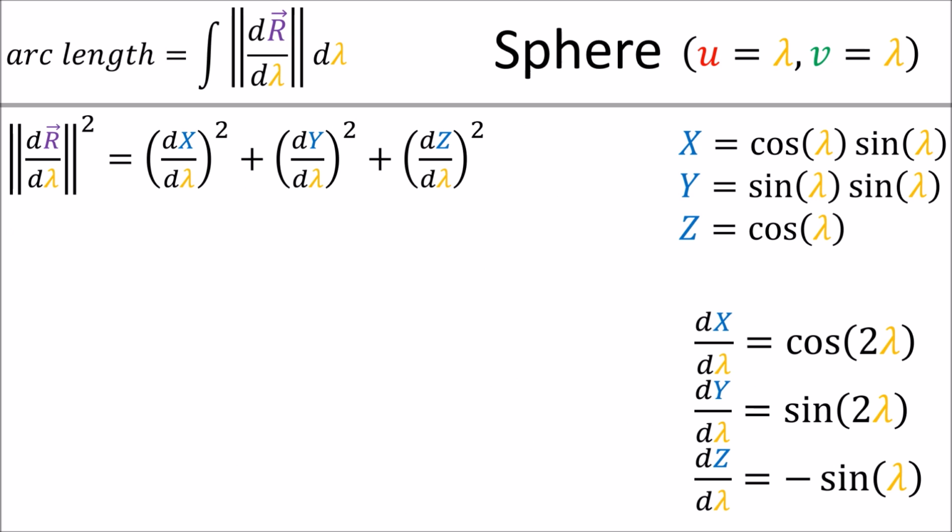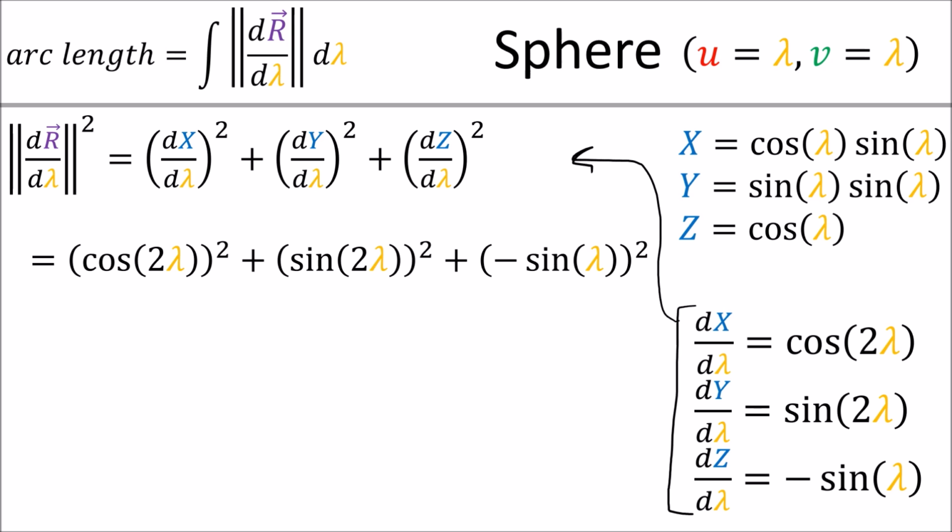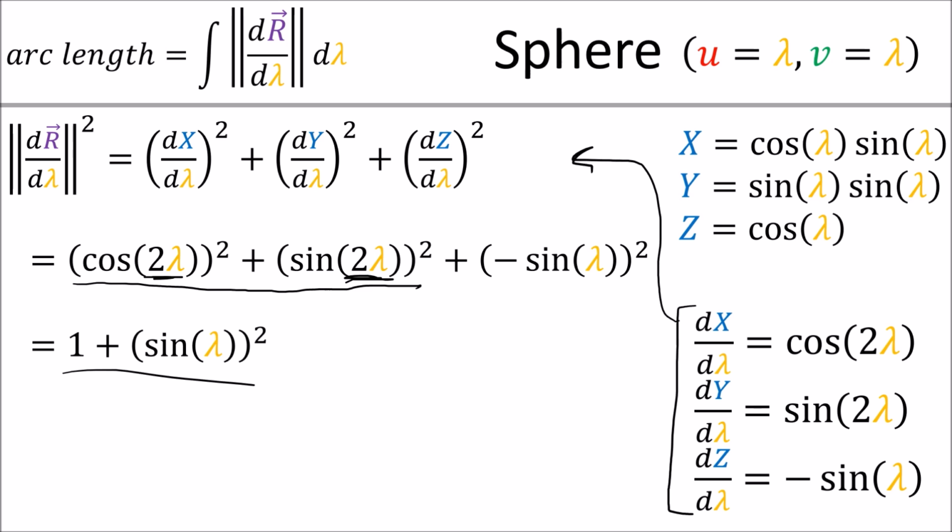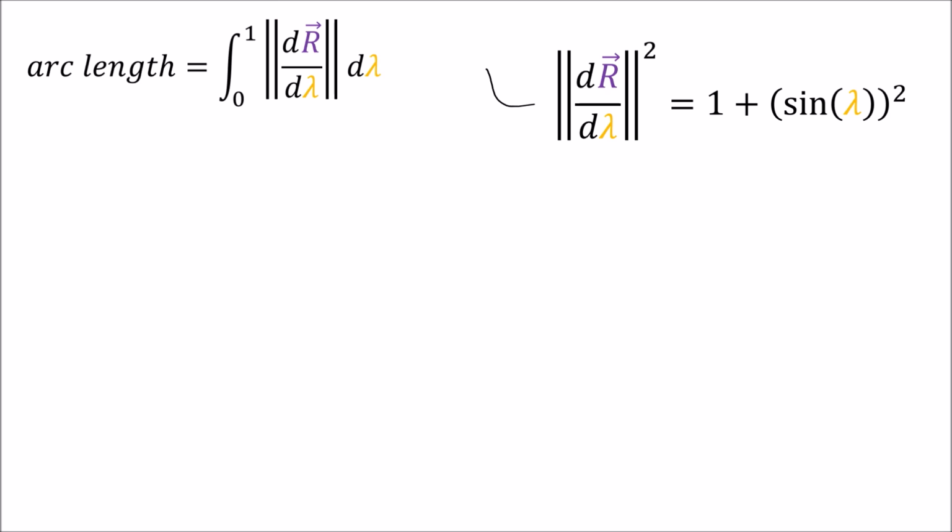So plugging all that in for our formula for the squared magnitude of the tangent vector, we see that we get cosine squared plus sine squared, where the argument in both is the same, 2 times lambda, so all of this becomes 1. And so the formula we get is 1 plus sine of lambda squared. So we can try taking this integral from lambda equals 0 to lambda equals 1, but it turns out that the antiderivative of the square root of 1 plus sine squared is actually pretty difficult.